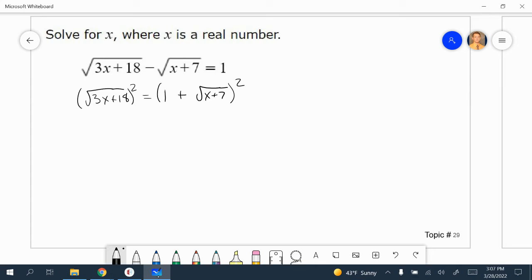So let me actually write it out. There's a lot going on in this problem, so just try to hang on. The left-hand side is pretty simple. That's just 3x plus 18 because we squared a square root. That's going to be equal to 1 for our first terms. Our outside and our inside terms together would be 1 times x plus 7 and 1 times x plus 7. So we'll actually have 2 square root of x plus 7s.